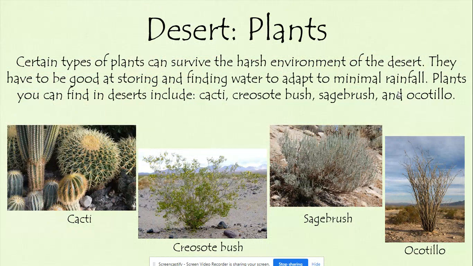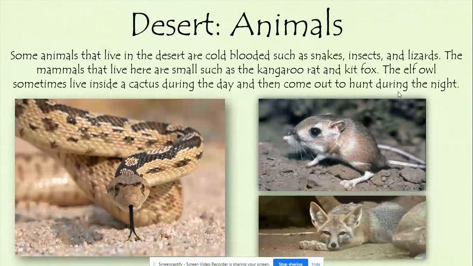Certain types of plants can survive the harsh environment of the desert. They have to be good at storing and finding water to adapt to minimal rainfall. Plants you can find in deserts include cacti, creosote bush, sagebrush, and ocotillo. And you know I'm probably not pronouncing those right.